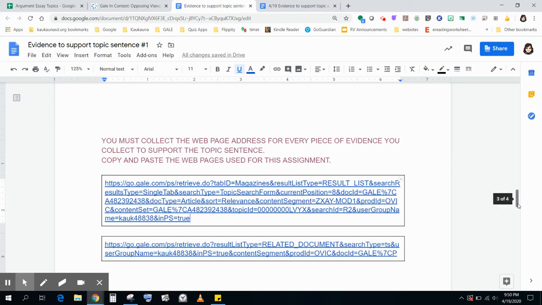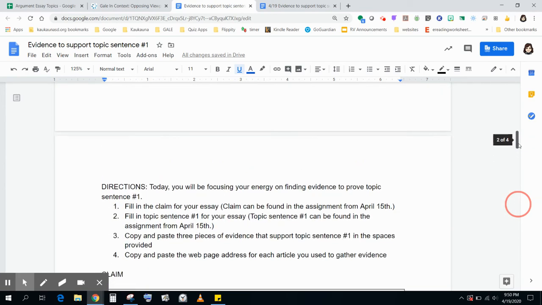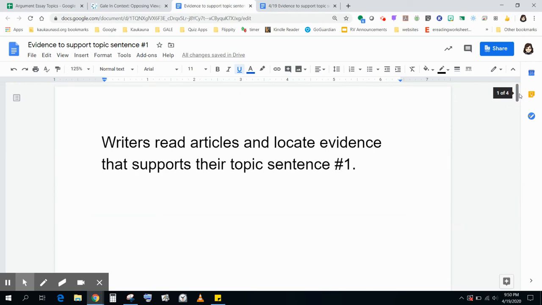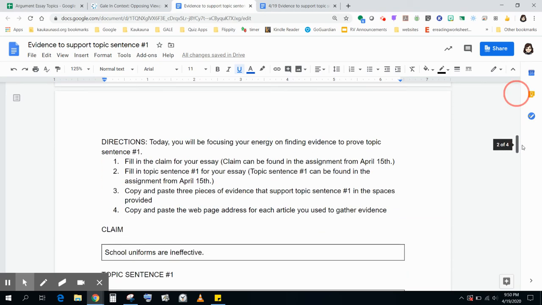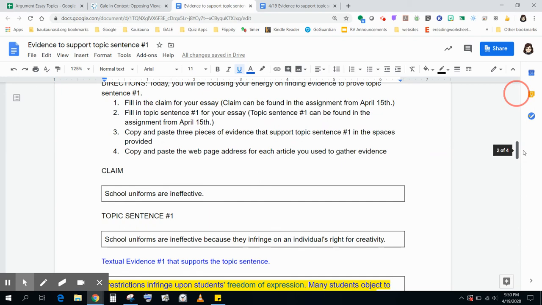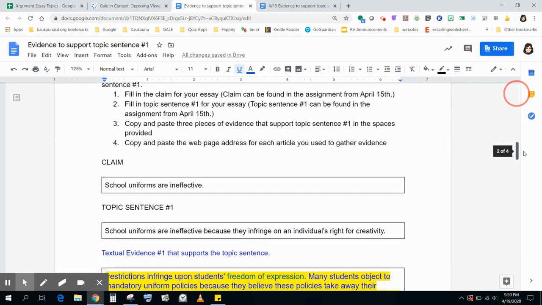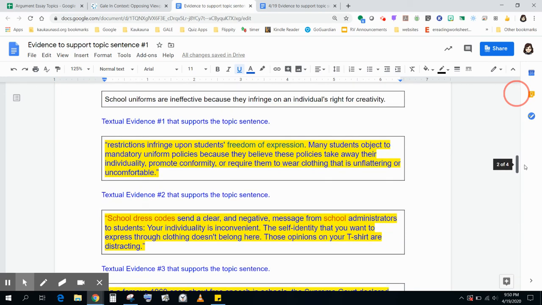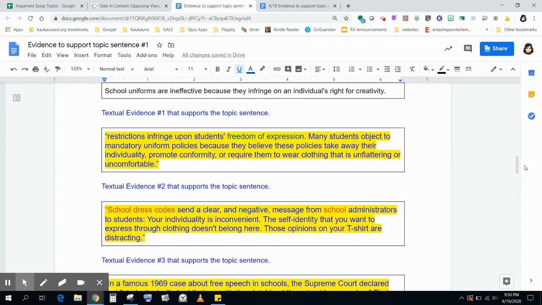So, just a recap of what we're working on today. Writers read articles and locate evidence that supports their topic sentence number 1. And the directions: you're going to fill in your claim and your topic sentence. And once you have those filled in, you're going to be rereading articles, and then you will copy and paste evidence in the spaces provided that support topic sentence number 1. I'm looking forward to seeing all of your hard work.